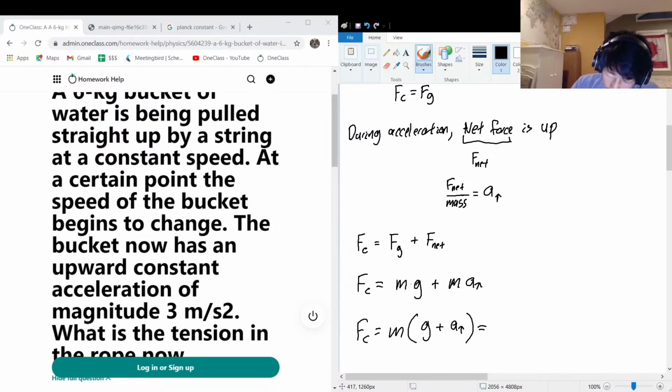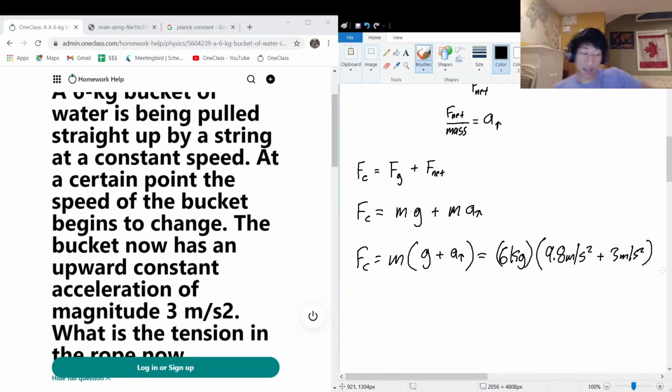Okay, so let's plug in the numbers. We had a 6 kilogram bucket of water, and we're going to assume that nothing spilled out and changed the mass. We got 9.8 meters per second squared. That's gravity, and the upwards acceleration is 3 meters per second squared.